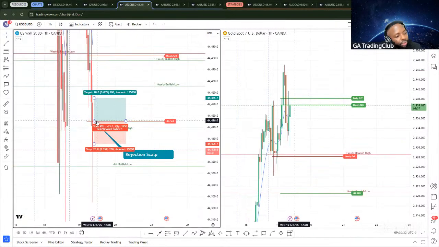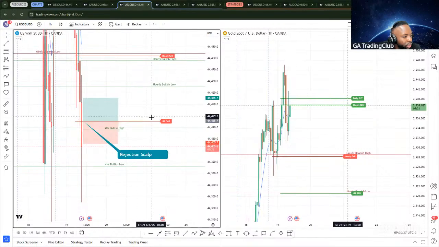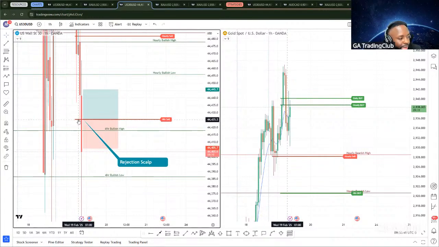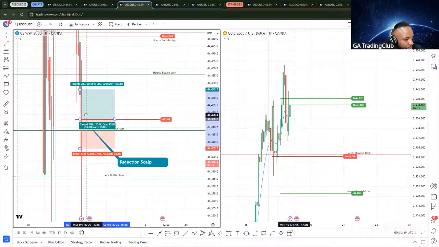So this US 30, this one would have gotten triggered on the way back up. So remember, we are just doing a bunch of forward testing with these quick 20-point scalps for the rejection. So this one would have gotten triggered all the way back up. I think when I said it got triggered and then came back up, by the time it came back up, this one would have gotten taken out.